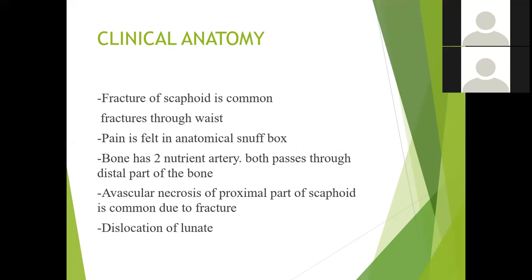Next, the second thing is the lunate bone. There is a dislocation of the lunate. Also, this is common in the carpal bones.